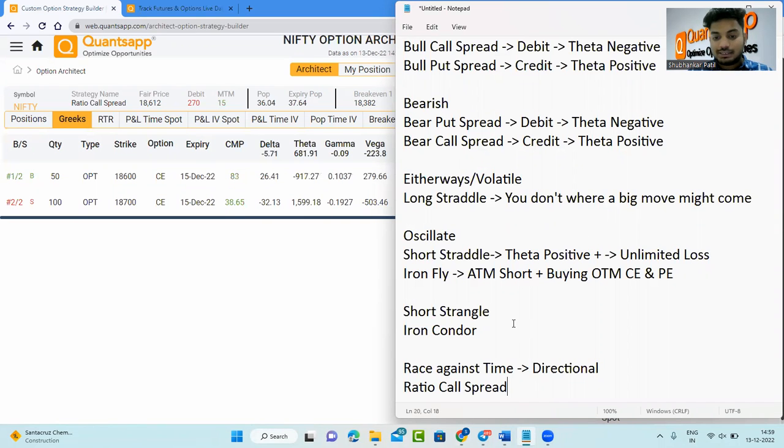So these are the strategies which you should deploy, and this will help you in trading markets in a much better and more efficient way. You can take this screenshot and maybe stick it to your wall or whatever.